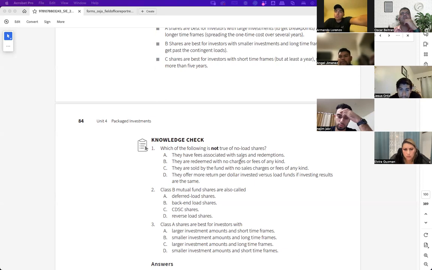They have fees associated with sales and redemption. Is this correct here? Sales? Correct. Okay. They are redeemed with no charge or fees of any kind. That's true. They are sold by the fund with no sales charge or fees of any kind. They offer more return per dollar invested versus load funds.